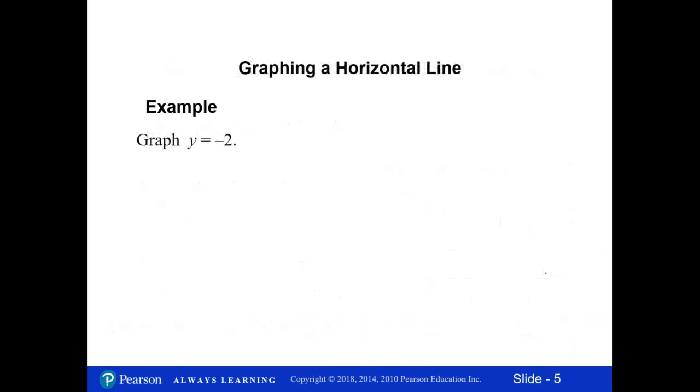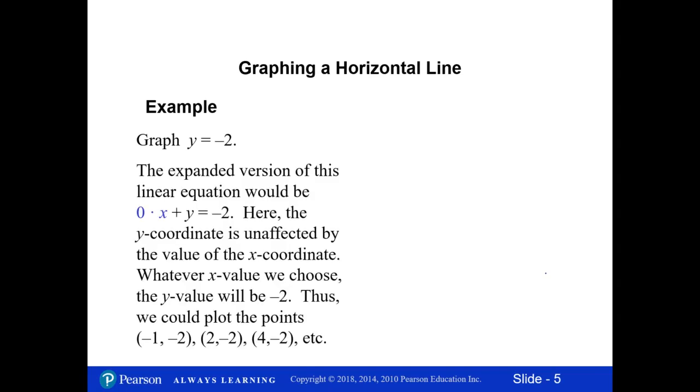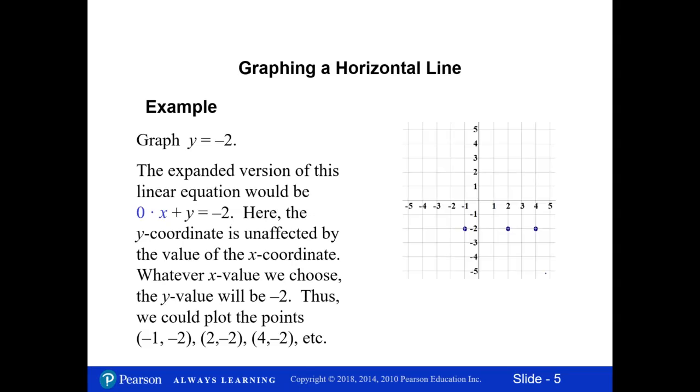Now, if you have to simply graph y equals -2, keep in mind no matter what x value you take, y always will be -2. So in the expanded version here, I can put as many ordered pairs as I want. You can pick any number as your x, and you're going to keep your y to be -2, as I did: -1, -2; 2, -2; 4, -2, etc. And therefore, you're going to get the horizontal line.